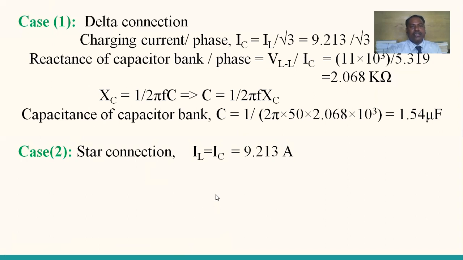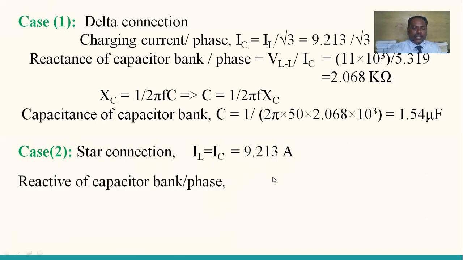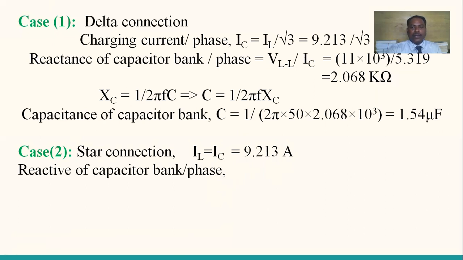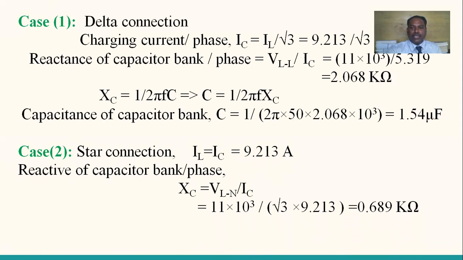Yes. So the same can be applied in case 2, the star connection. In star connection, the line current and phase current are both the same. So IL is equal to IC, which is equal to 9.213. And calculate the reactance of the capacitor bank per phase, that is VLN by IC, which is equal to 11 kV by root 3 into 9.213, which is 0.689 kilo ohms. This reactance is less compared to that of the delta connection.